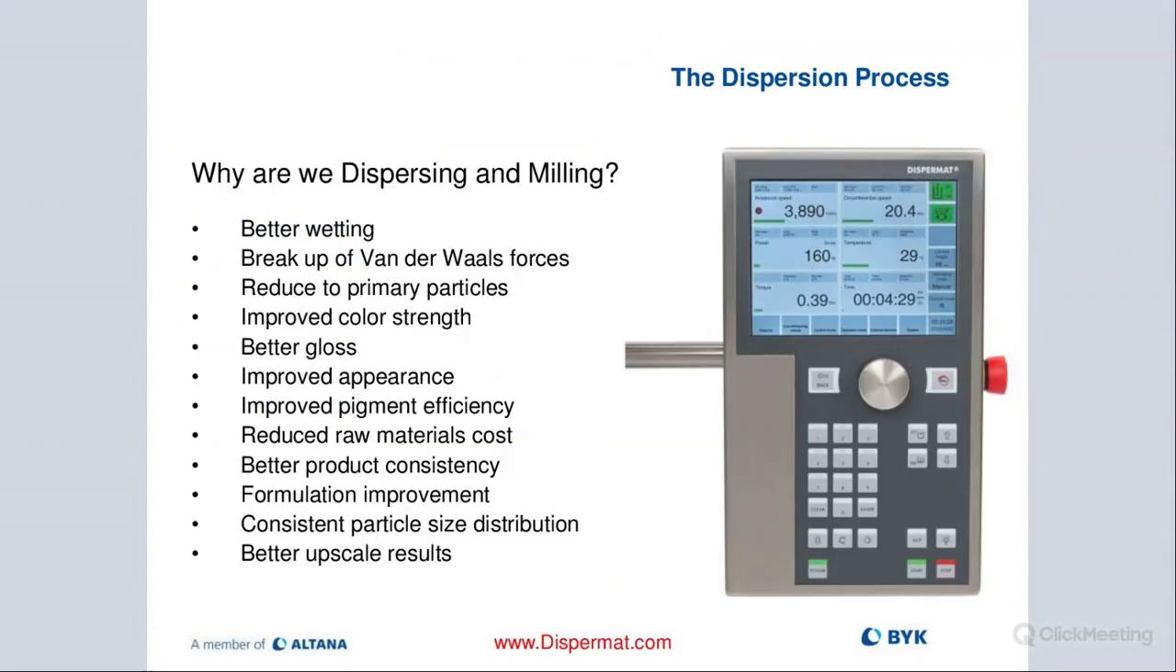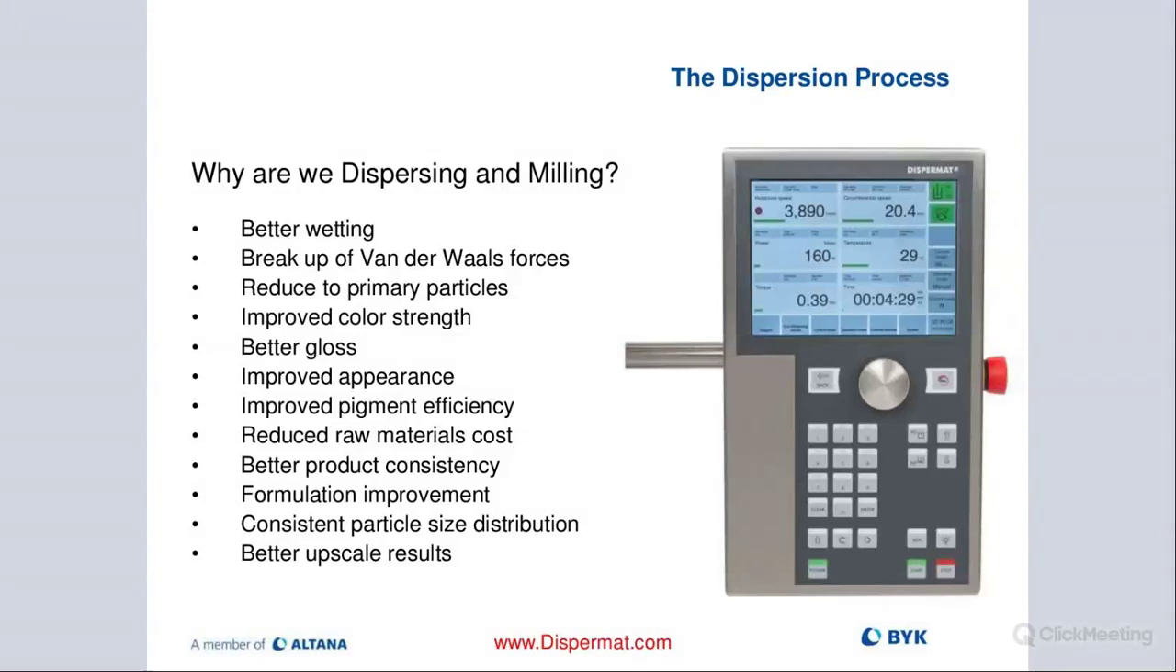Okay, so the reason we are dispersing and milling is obviously we want to improve our product, so better wetting. These invisible electromagnetic forces, they're binding our pigment particles together. We want to break them up. They're called Van der Waals forces, with the goal, especially when we are milling, to reduce our particles down to primary particle size. So these aggregates, we want to break up the binding forces and then reduce them to the primary particle size. That will give us better color strength, better gloss, our overall appearance is improved.